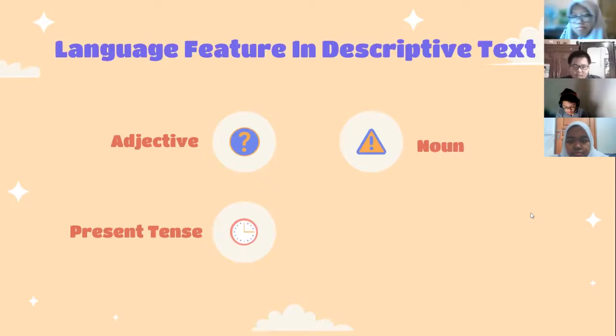After this, I'll give you the explanation about what language features you can find in descriptive text. There are four language features that are often included in a descriptive text. The first one is adjective.